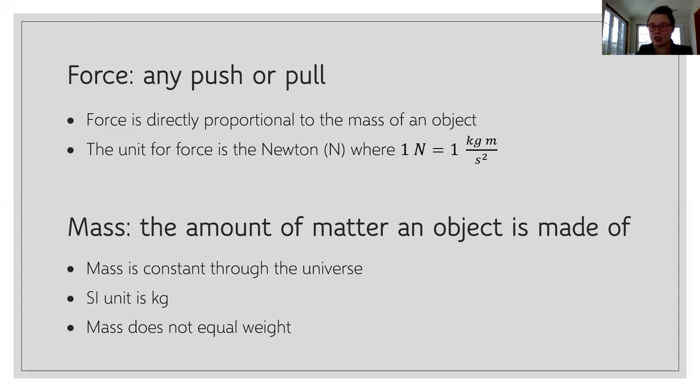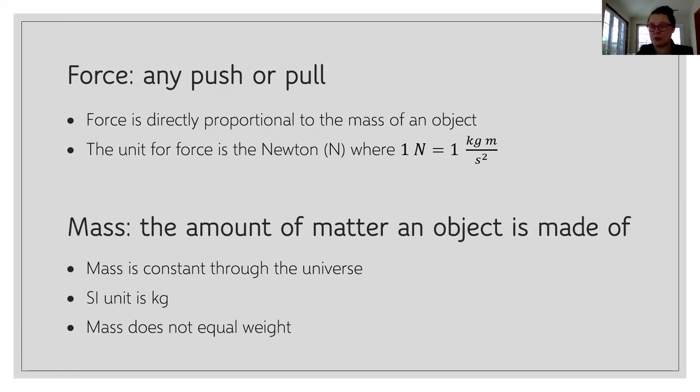The unit for force is the Newton, and it's named after Isaac Newton, who really discovered the three laws that we're going to look at. And a Newton is equal to a kilogram times a meter per second squared. So kilograms would be mass, meters per second squared is acceleration. So we're going to find that force is equal to mass times acceleration.